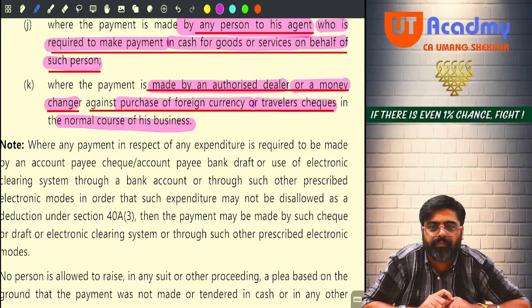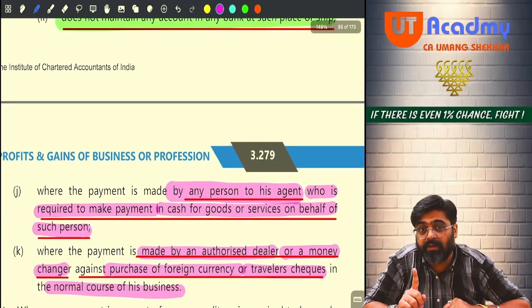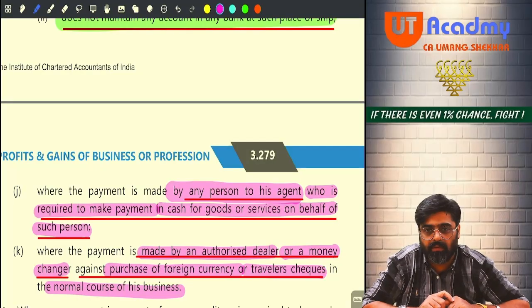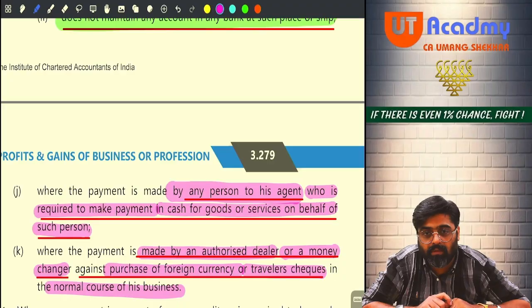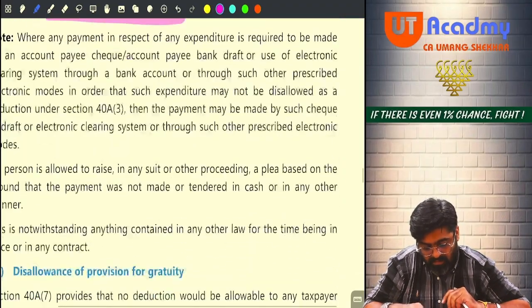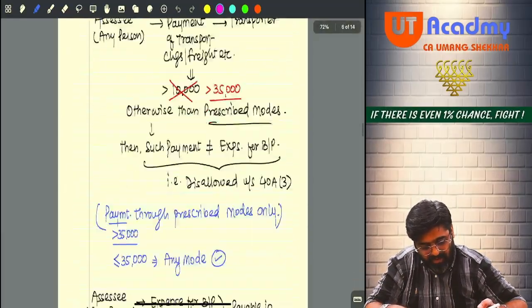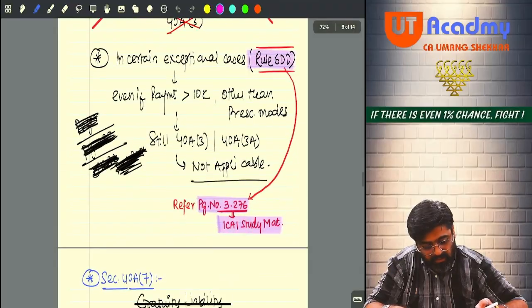Got it, sir? All the exceptions we have done in immense detail, I'm telling you. Each and every exception written in Rule 6DD, you must remember. Should remember? No, you must remember. Very important. Got it? Now, this is done. 48.3 done. 48.3A done. Rule 6DD is also done.